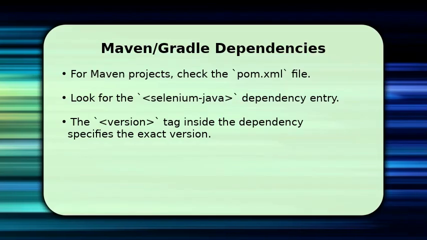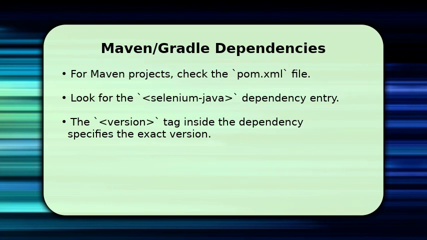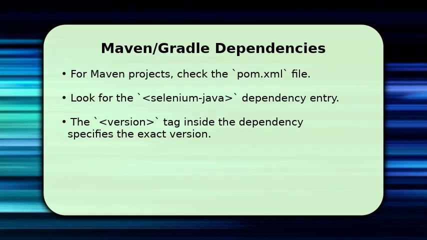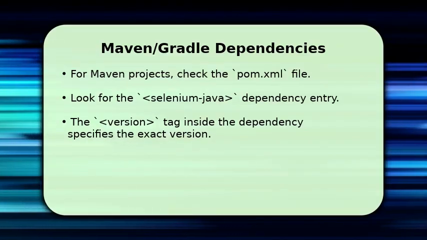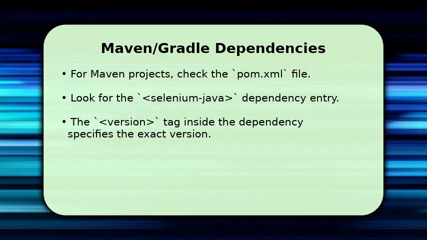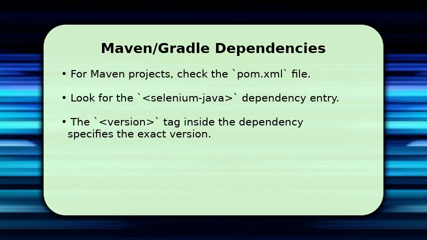If you're using a build automation tool like Maven or Gradle, checking the version is even simpler. For Maven, open your POM XML file. Inside, locate the Dependencies section and find the entry for Selenium Java. The version tag directly beneath it will clearly state the Selenium version your project is configured to use. This method ensures accuracy for managed dependencies.